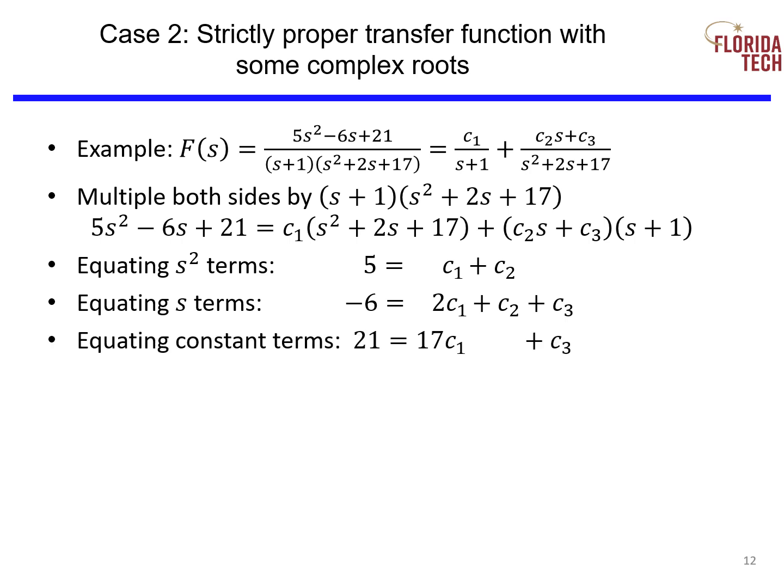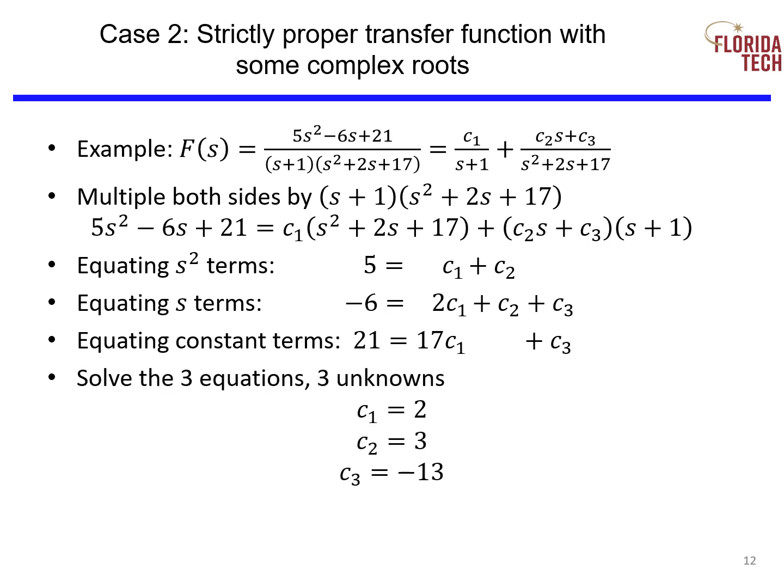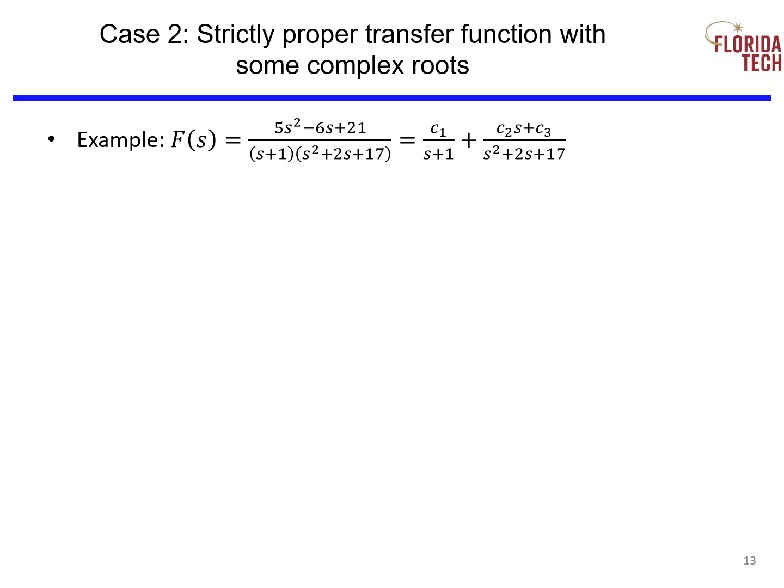Finally, we'll look at coefficients of s to the 0 power, in other words, the constants. On the left-hand side, the constant is 21. On the right-hand side, the constant is 17 times c1 plus c3. We now have three equations and three unknowns. Solving these, we get c1 equals 2, c2 equals 3, and c3 equals minus 13. We can now substitute the three constants in the right-hand side.